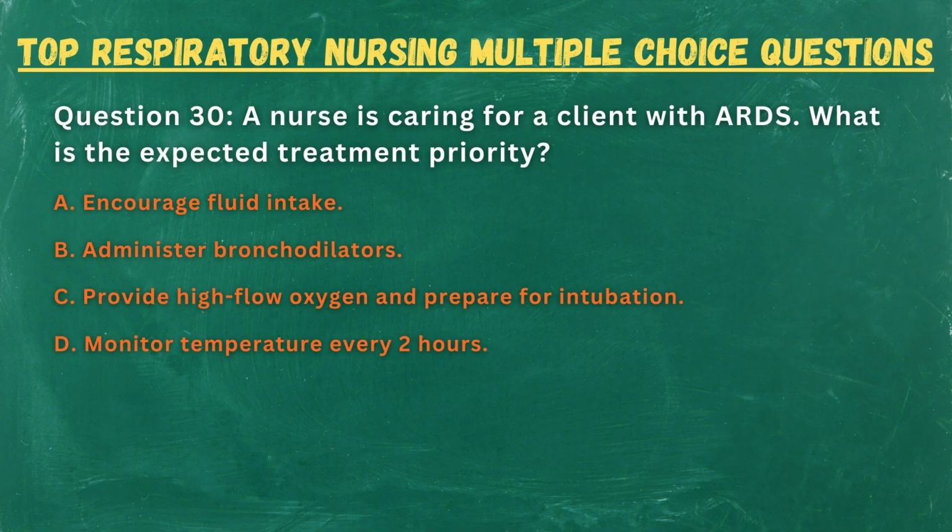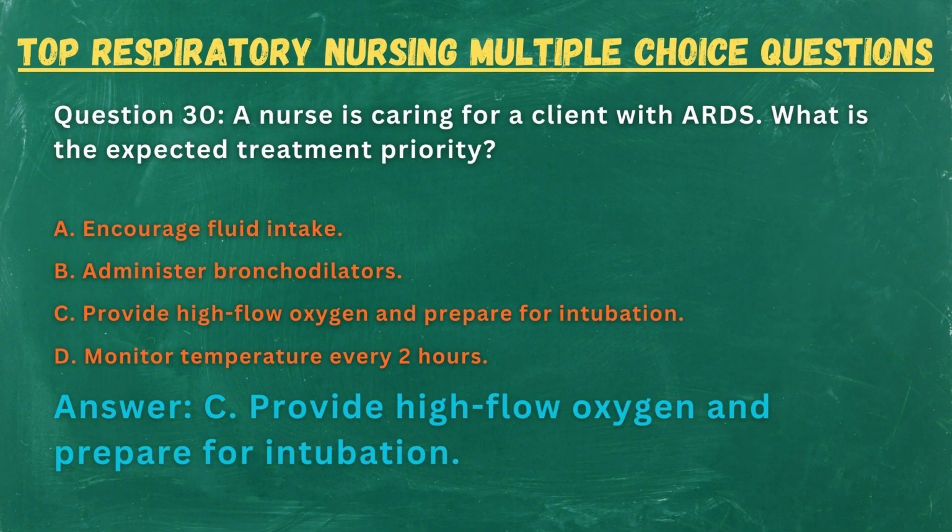Question 30. A nurse is caring for a client with ARDS. What is the expected treatment priority? A. Encourage fluid intake. B. Administer bronchodilators. C. Provide high-flow oxygen and prepare for intubation. D. Monitor temperature every 2 hours. Answer: C. Provide high-flow oxygen and prepare for intubation.